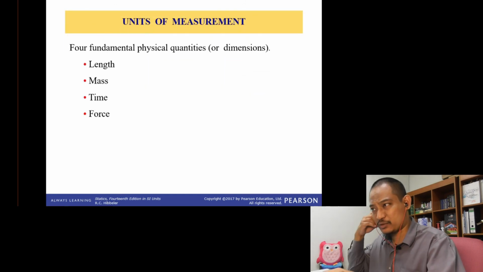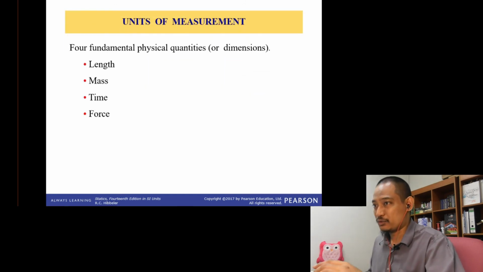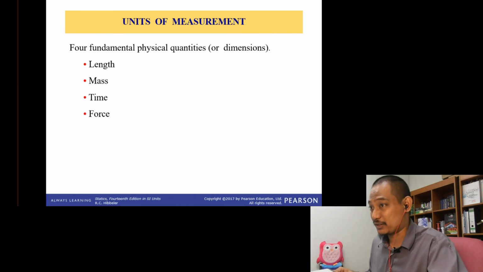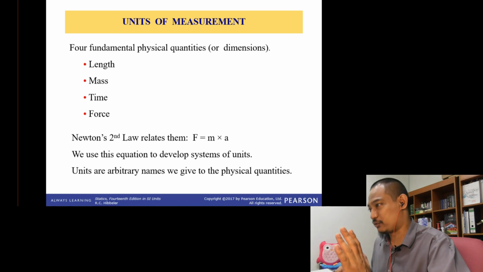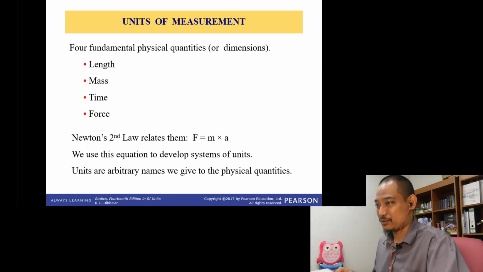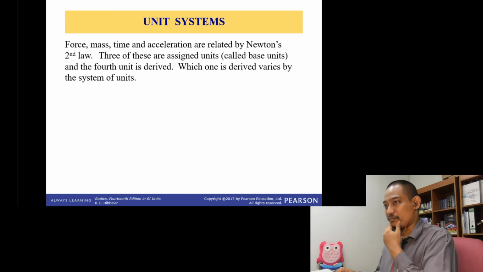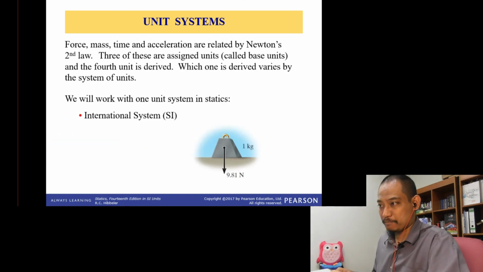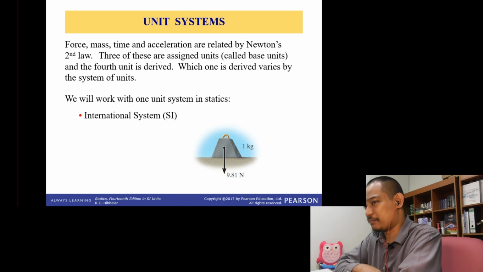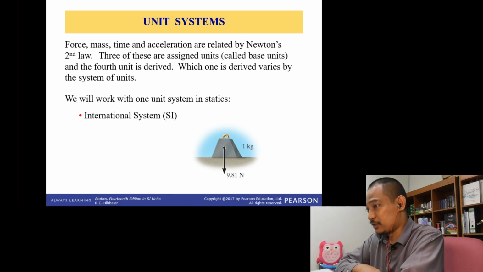Units of measurement, so I believe you know this already. There are 4 fundamental physical quantities: length, mass, time, and force. And you should know by now Newton's second law, which is F equals mass times acceleration, F equals m times a. We are using the SI system of units in our course, which means that we use kilogram, Newton, etc.